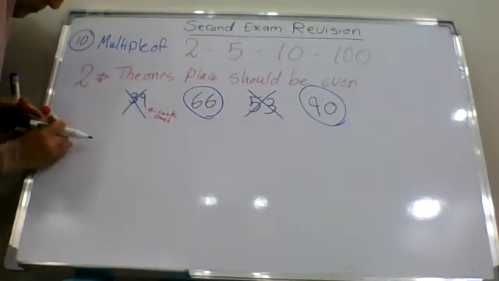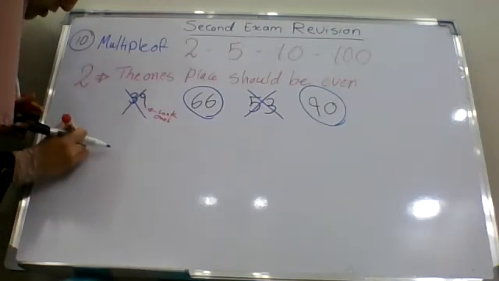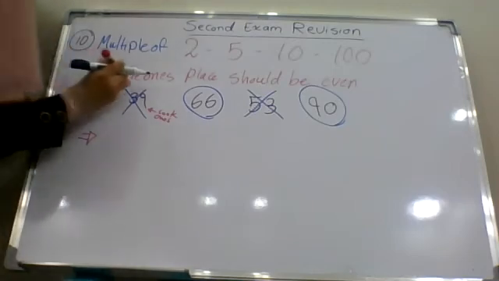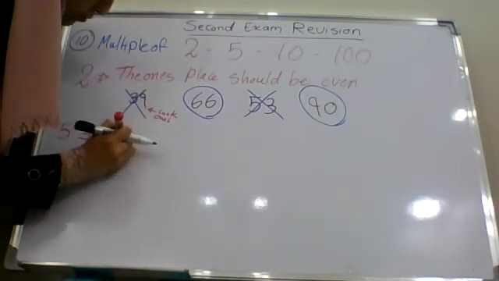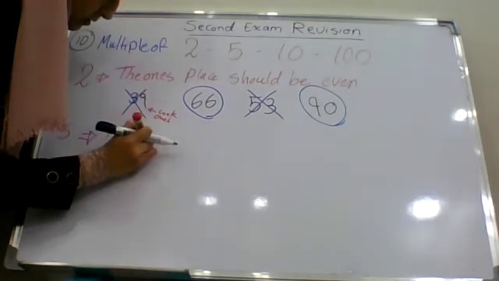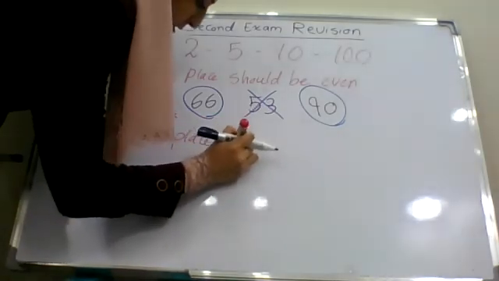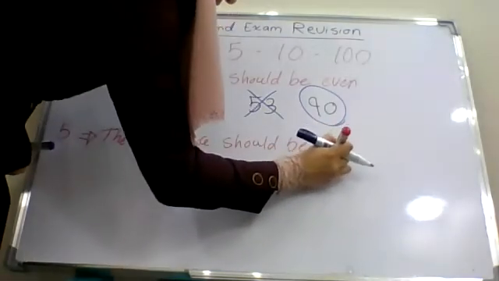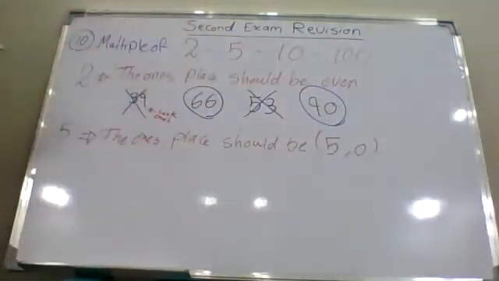Now number 5. What is the rule for number 5? The rule for number 5 is that you have to look at the ones place again, but the ones place should be what? It should be either 5 or 0.